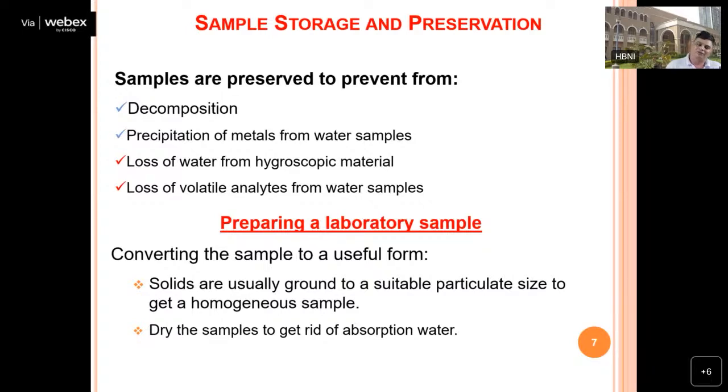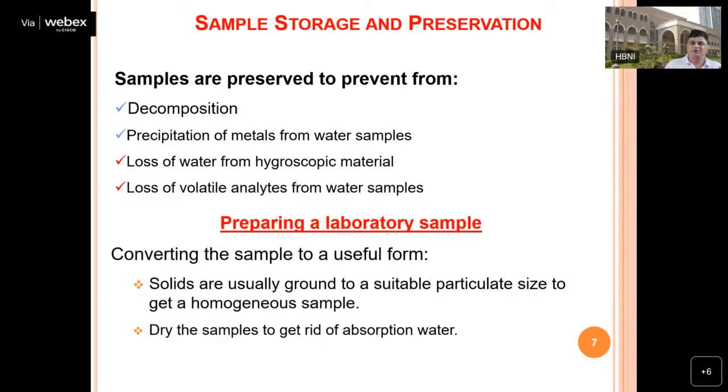Then once you have these samples, you have to convert them into laboratory samples. Laboratory samples means that you had collected, say, 10 liters of a liquid sample, but we cannot analyze 10 liters. Or in case of a solid sample, suppose you have taken 1 kg or 10 kg of the sample. You have to convert these samples into a useful form which can be analyzed in the laboratory.